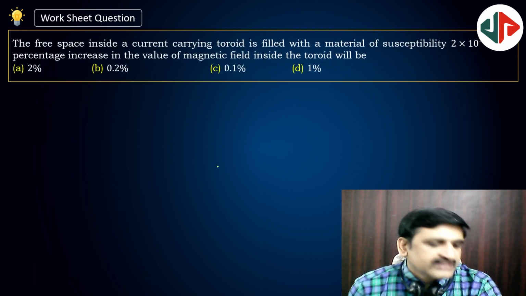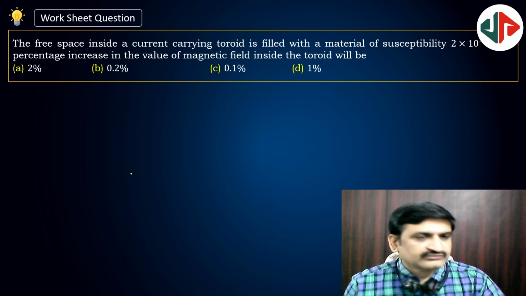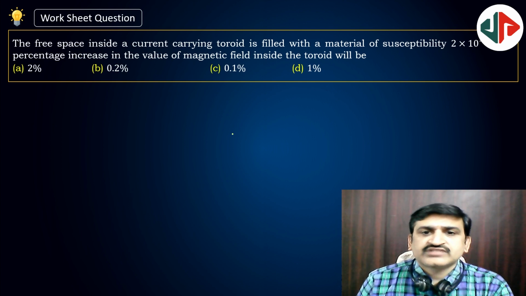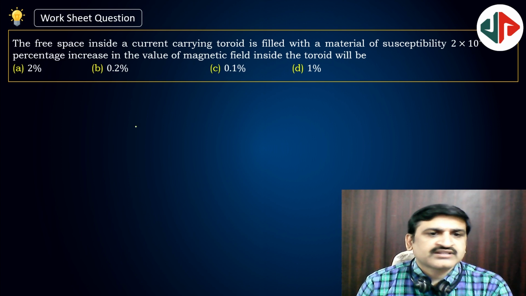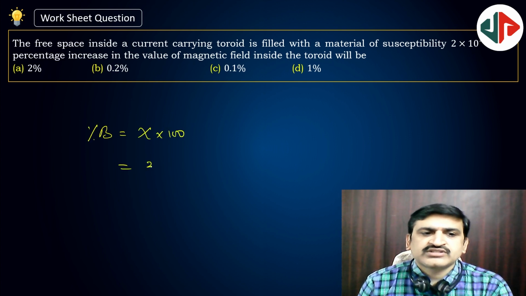Free space inside a current carrying toroid is filled with a material of susceptibility this and the percentage increase. Same repeated question, I think. Percentage change in B is equal to chi into 100. So chi value is 2 into 10 power minus 2 and into 100, 10 power 2. So this will be 2%.